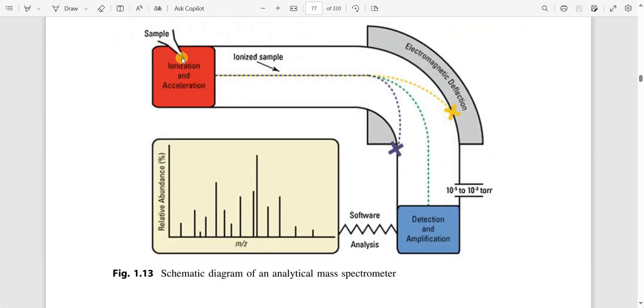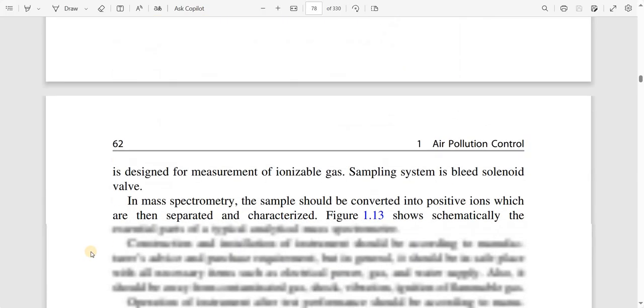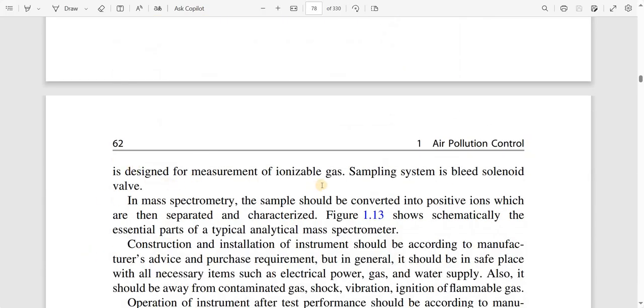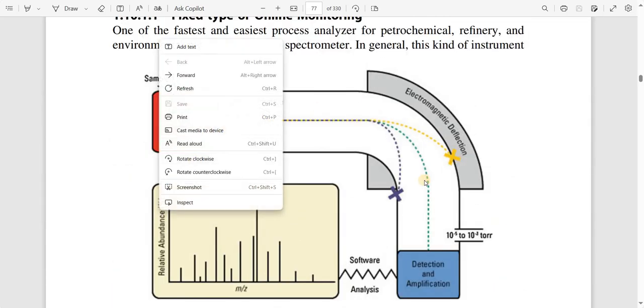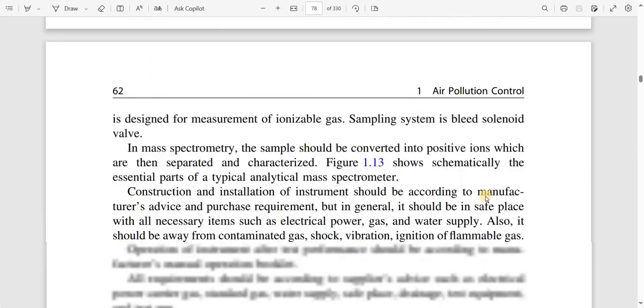Look, a sample is drawn here. Ionization and acceleration. The ionized sample undergoes electromagnetic deflection, and we detect it and amplification is done to the software. Relative abundance percentage is designed for measurement of ionizable gas. The sampling system is a bleed solenoid valve. Solenoid means this kind of valve.